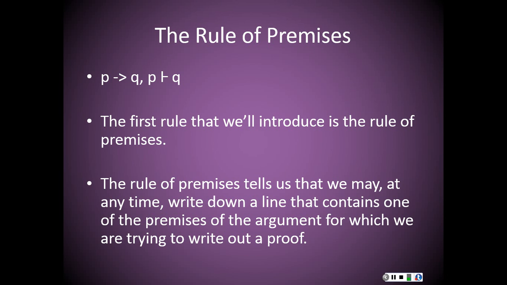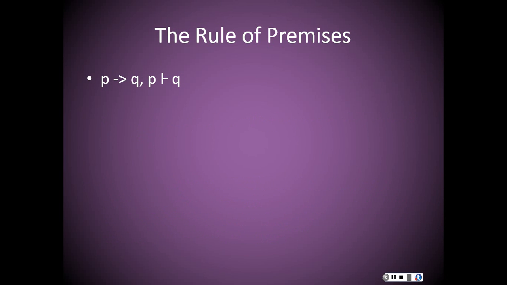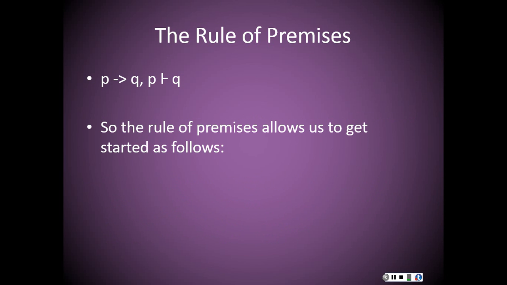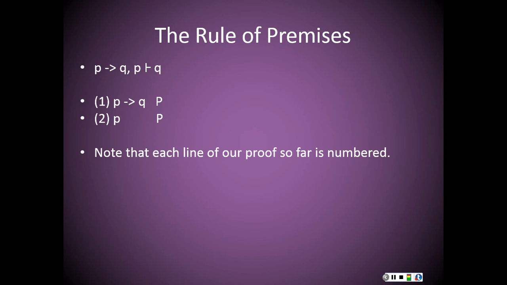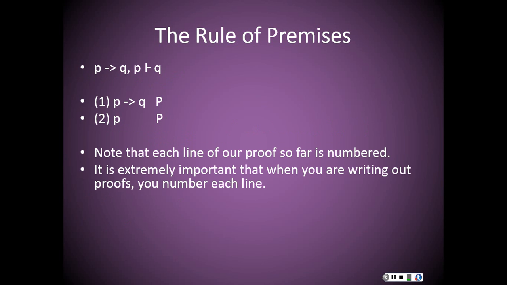Now remember, the premises of this argument are found on the left side of the sequent, on the left side of the turnstile. So the premises are P arrow Q and P. So using the rule of premises, we can get started on our proof as follows. We'll write down one line that has the first premise, P arrow Q. We'll write down another line that has the second premise, P. Note that each line of our proof so far is numbered. It is extremely important when you are writing out your proofs that you number each line.